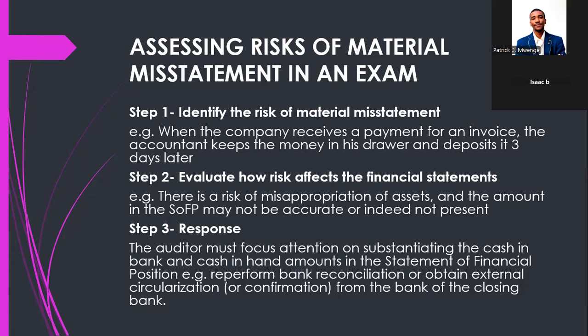Then two, we can substantiate the amount in the statement of financial position relating to the bank or cash balance by obtaining a circularization or an external confirmation from the bank. And that's the way you approach the exam setting. So you first identify the risk. So you write down the risk. You identify it first, right?